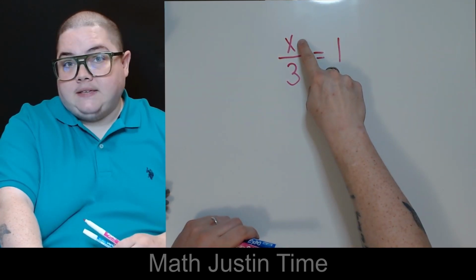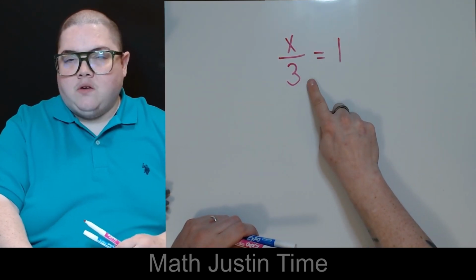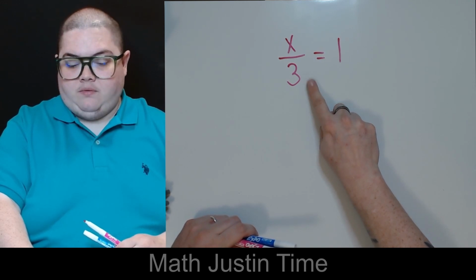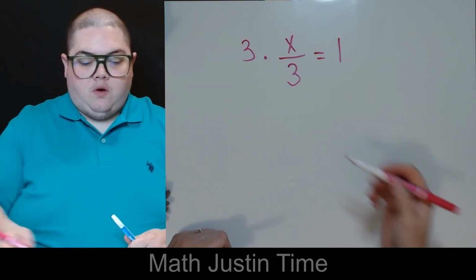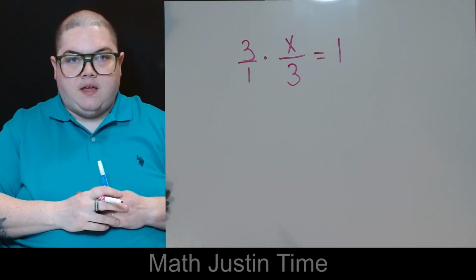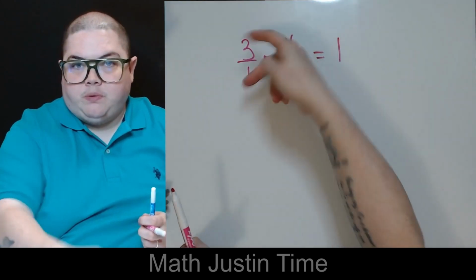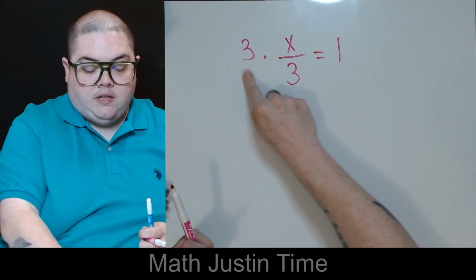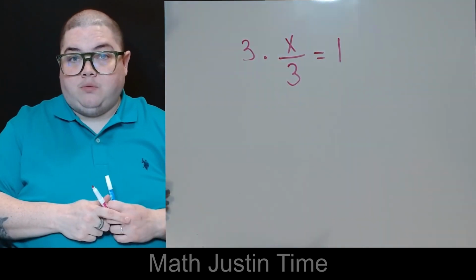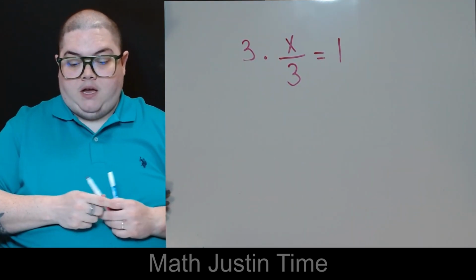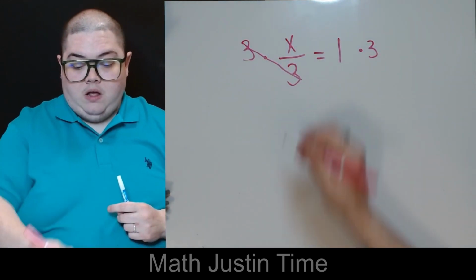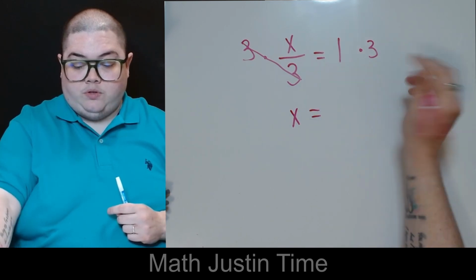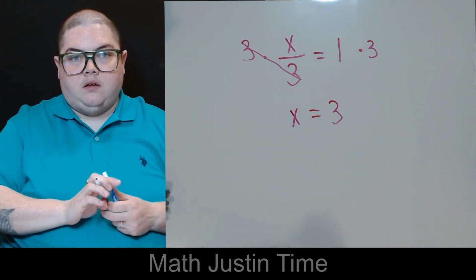If we have x and we're dividing by 3, in order to get rid of the 3, we're going to have to multiply by 3. Well, what happens if we do that? 3 over 1 is the same thing, and basically we've multiplied by its reciprocal. But if we just look at this, we've divided by 3, so we're multiplying by 3. And we do that on each side. Then these cancel out, and we're left with x is equal to 3.